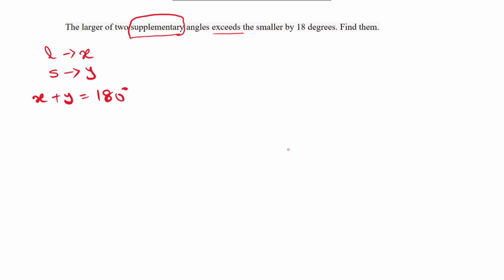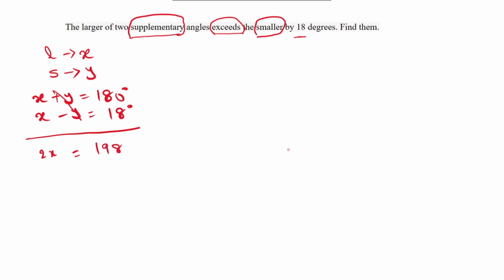Next, the larger exceeds the smaller by 18 degrees. Exceeding means the difference of larger and smaller is 18 degrees. So larger is x minus smaller equals 18 degrees. I'm doing addition. x plus x is 2x, plus y minus y cancels, equals 180 plus 18, which is 198. Taking 2 to the right side, x equals 198 divided by 2, which is 99 degrees.